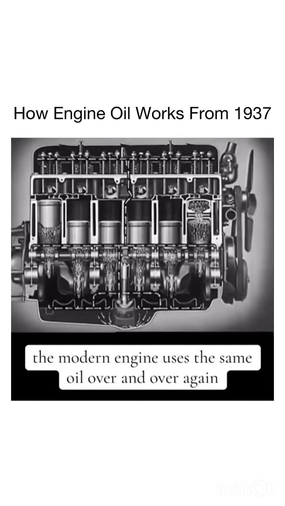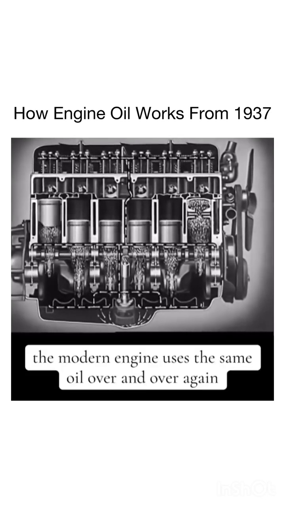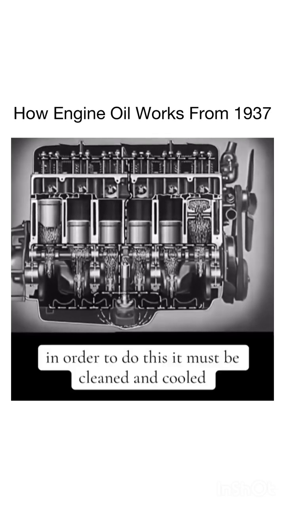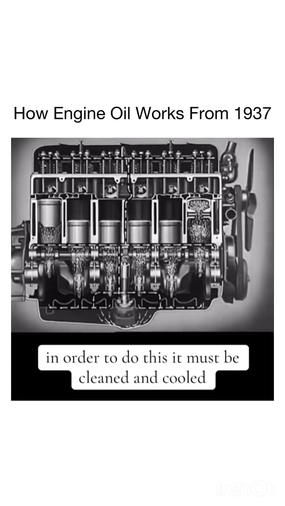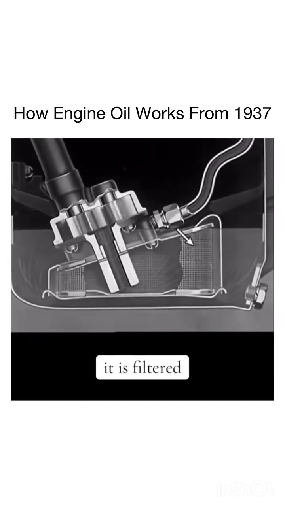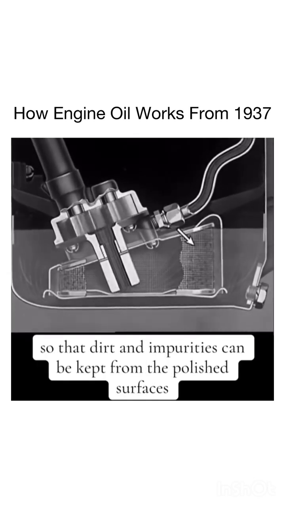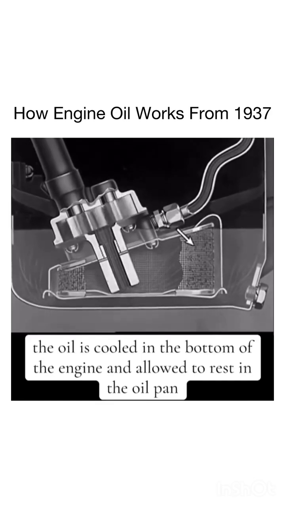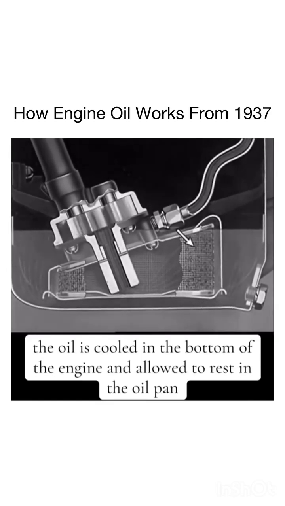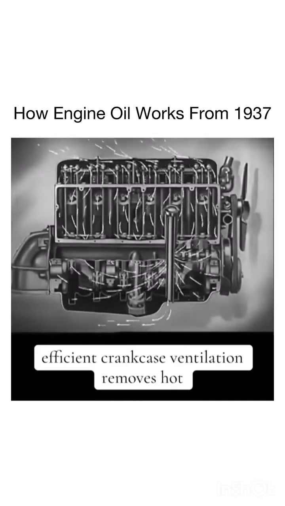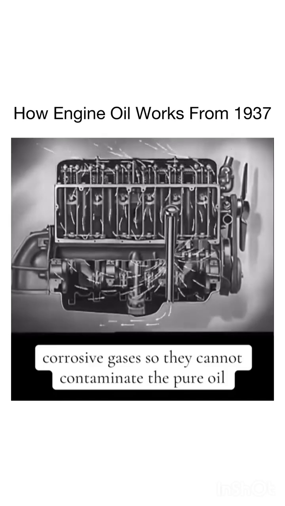The modern engine uses the same oil over and over again, 4 times a minute at normal speed. In order to do this, it must be cleaned and cooled. Each time the oil passes through the engine, it is filtered so that dirt and impurities can be kept from the polished surfaces. The oil is cooled in the bottom of the engine and allowed to rest in the oil pan. Efficient crankcase ventilation removes hot, corrosive gases so they cannot contaminate the pure oil.